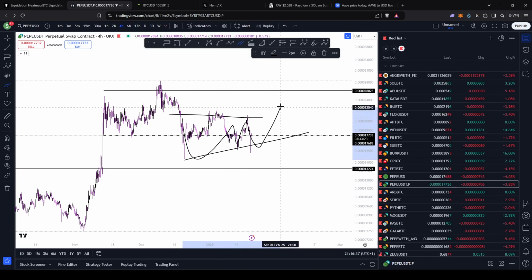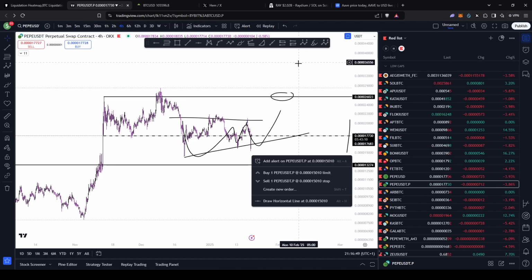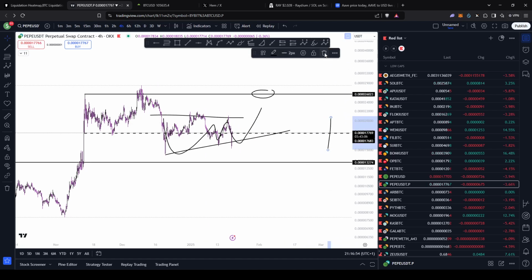You could be looking for an ascending triangle here, which would be an expanded move towards the upside to the top of the range. But yeah, there's no clear direction on Pepe here. You just gotta keep range trading. I think it has the potential to push back still into these lows, as well as I do on Mog.